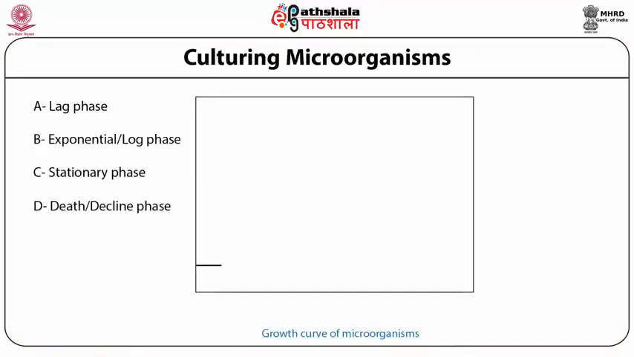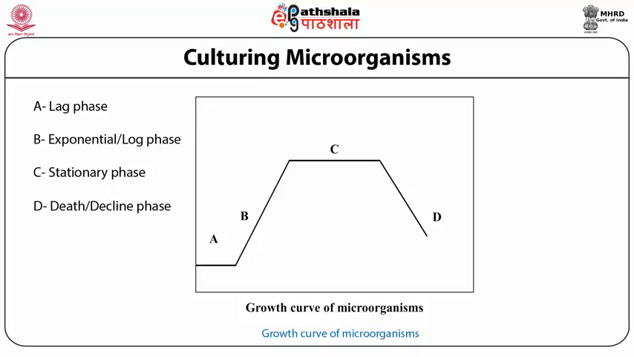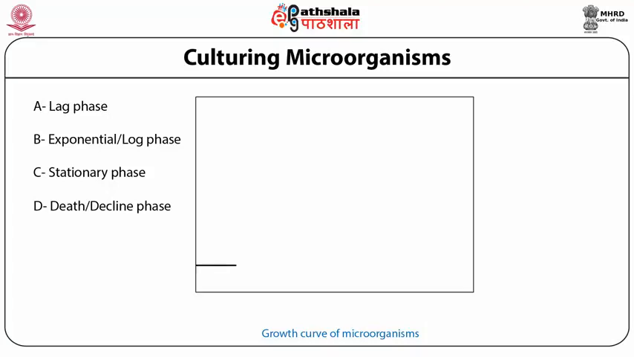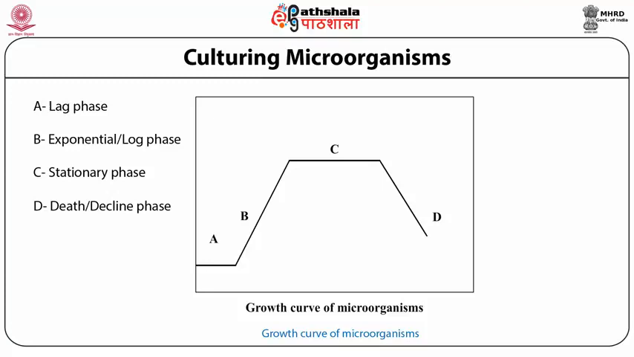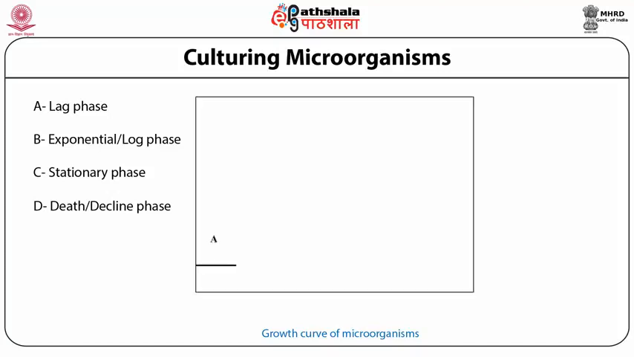In this graph you can see the different phases of growth of a microorganism. A represents the lag phase, B the exponential or log phase, C the stationary phase, and D the death or decline phase. In the lag phase, no microorganism growth happens. In the exponential phase, there is a sudden increase in growth. In C, the stationary phase, growth remains constant. In the last phase, the microorganisms undergo death.